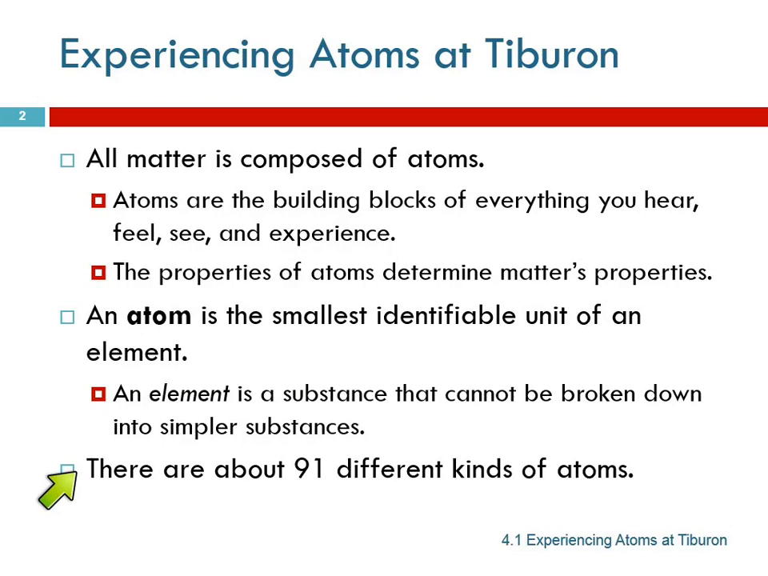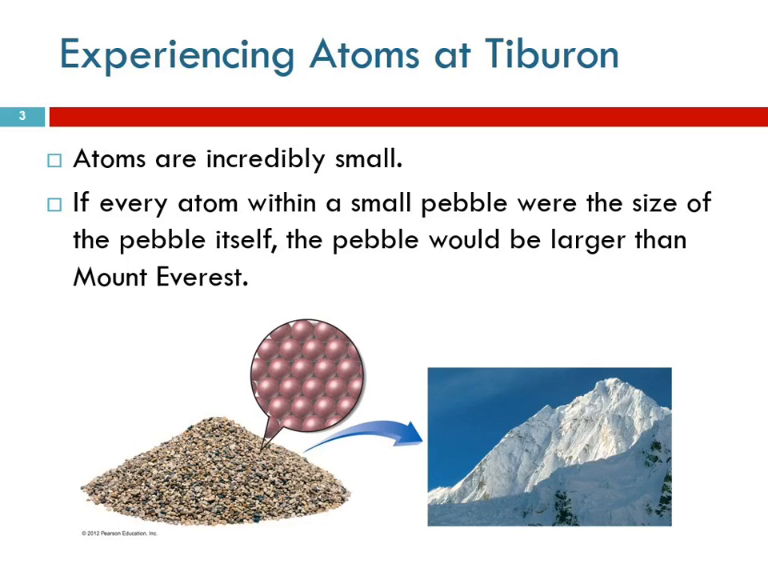So counting the naturally occurring elements, there's about 91 different kinds of atoms, but they all have a lot of things in common. For one thing, atoms are incredibly small. That's an understatement. This is a nice example. If every one of the atoms in one of these small pebbles of sand was the size of the pebble, then that pebble would be larger than Mount Everest.